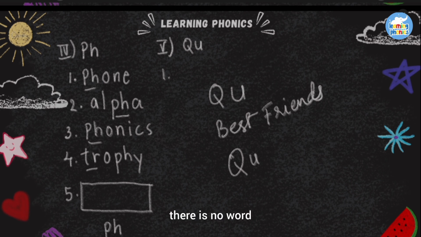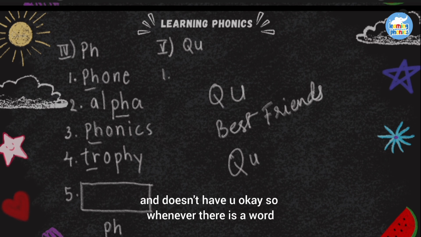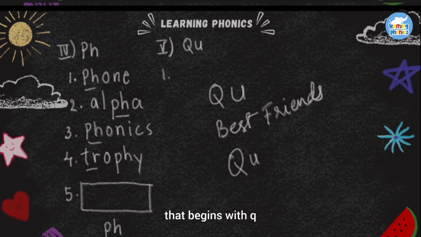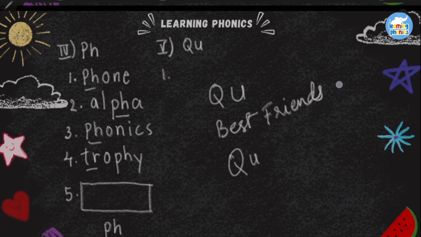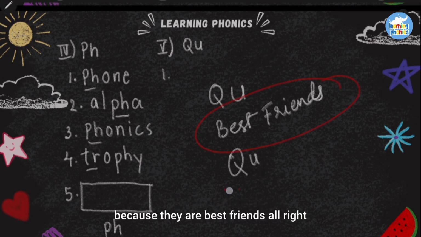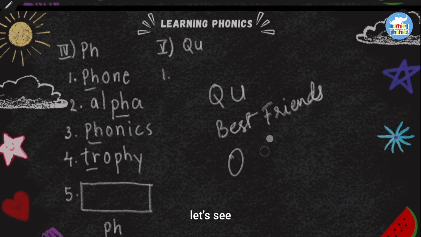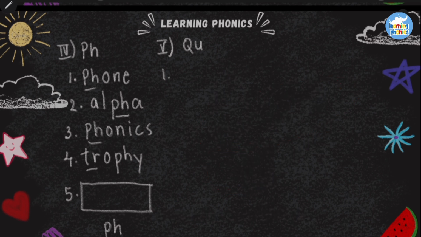There is no word that starts with Q and doesn't have U. Whenever there is a word that begins with Q, it's always going to have the letter U together, because they are best friends. All right, let's see the examples.